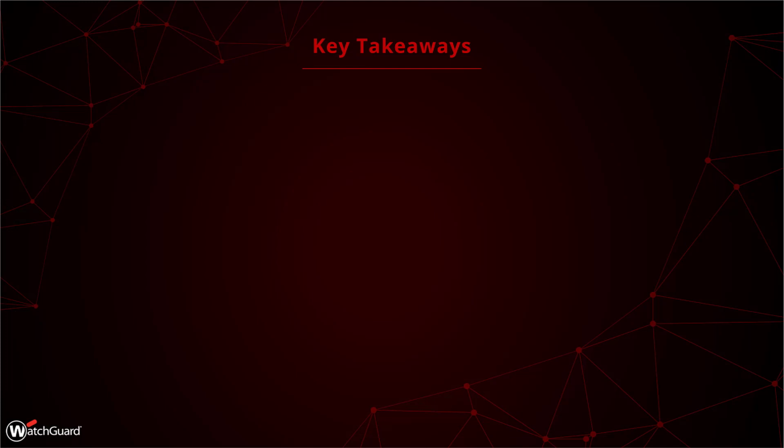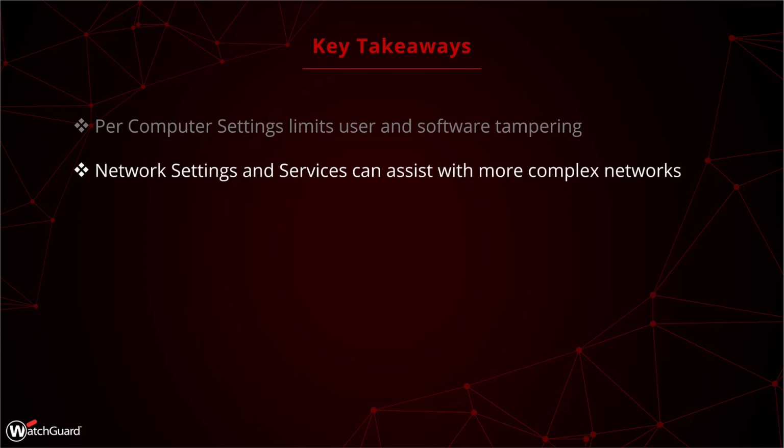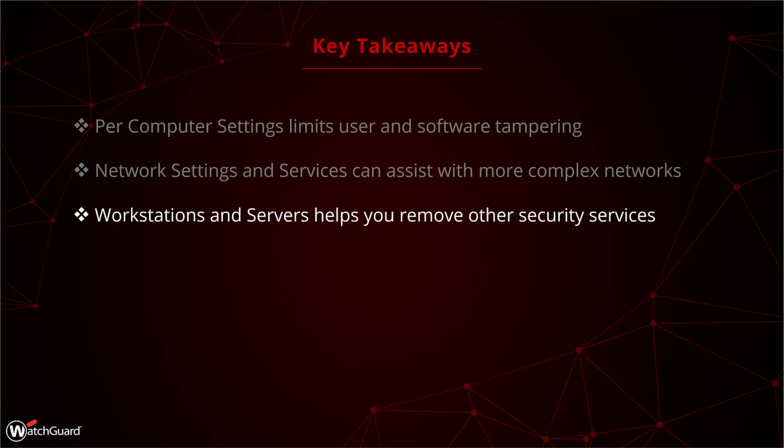For our key takeaways, first remember, per computer settings control some basic functions like updates and limit tampering within the agent. For example, adding a password to uninstallation or disabling the agent. Network settings and services enable more complex needs like a proxy computer if agents don't have internet access, or a cache for larger networks. Workstations and servers can help with automatically removing other security services to prevent conflicts and improve performance, as well as add exclusions when needed.